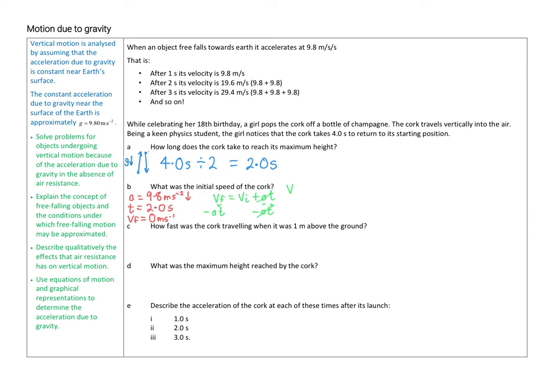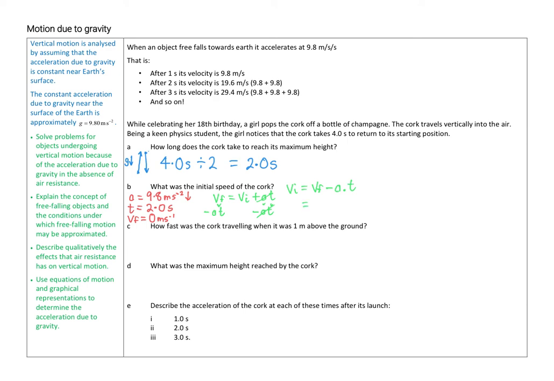Sorry, that's wrong. Let me just find my undo button. Hopefully you see the mistake I made there. VI here is equal to VF minus AT.